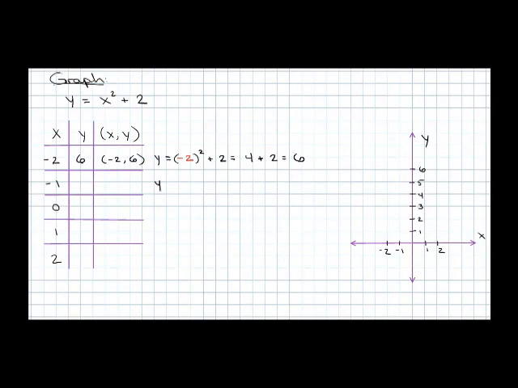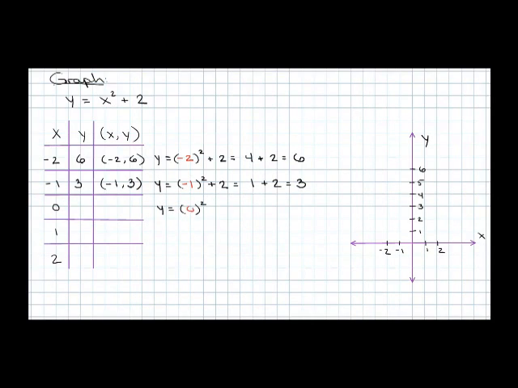Now let's substitute negative 1 for our x value and see what we get. Alright, negative 1 squared is just positive 1, and positive 1 plus 2 is 3. So our next ordered pair is negative 1 comma 3.